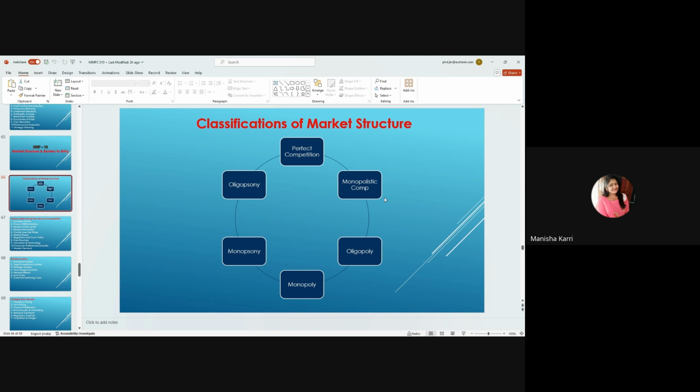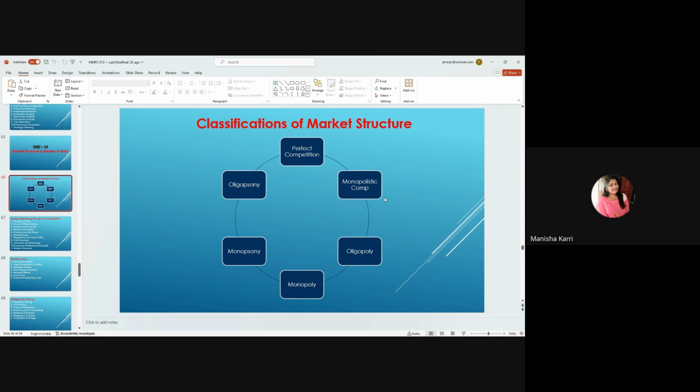The second one is monopolistic competition. In monopolistic competition, there are many firms. The product nature is differentiated products, slightly different compared to other products. Ease of entry and exit is relatively easy. Few barriers are there. The degree of competition is very high. Firms can compete on price, quality, and marketing.